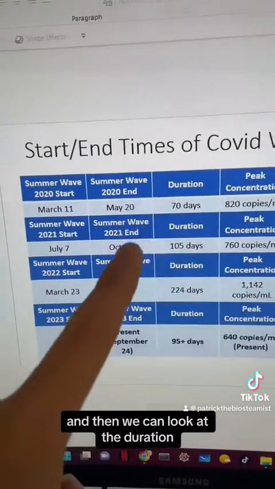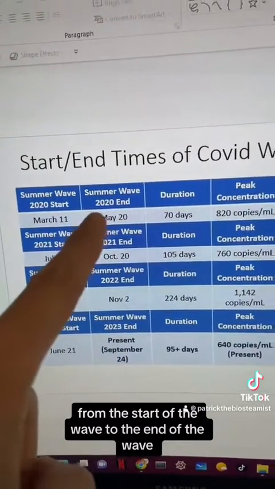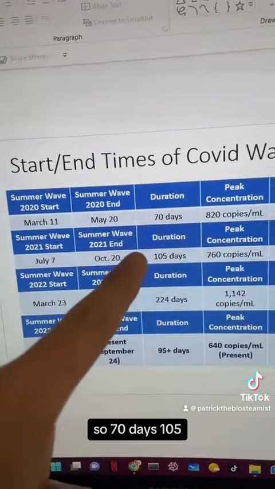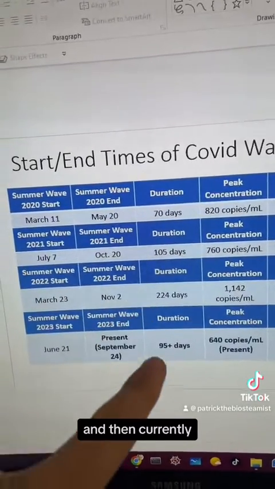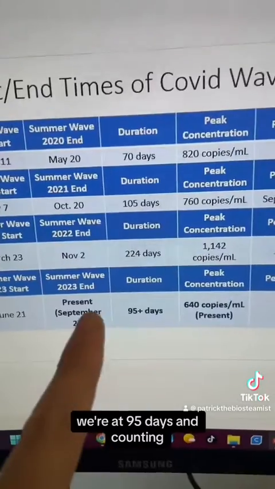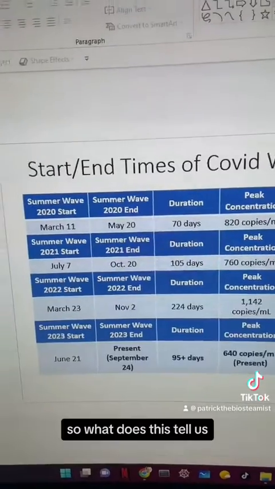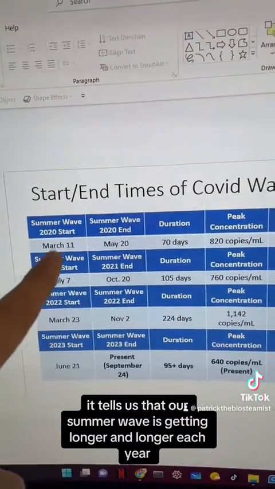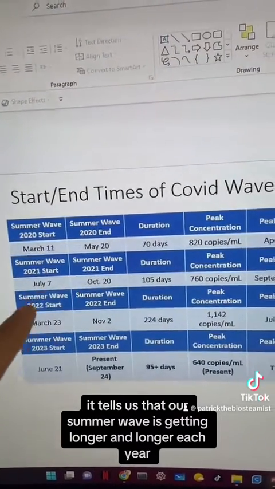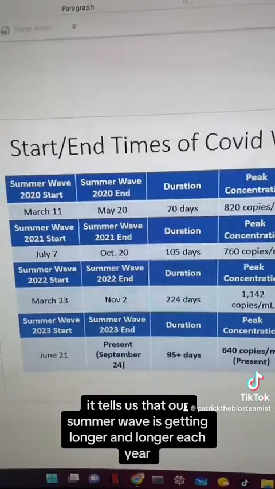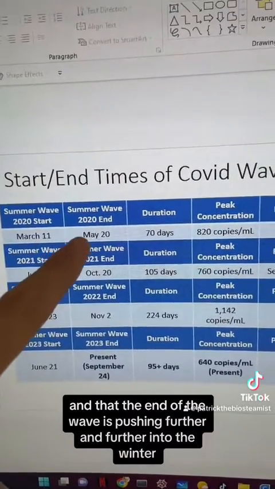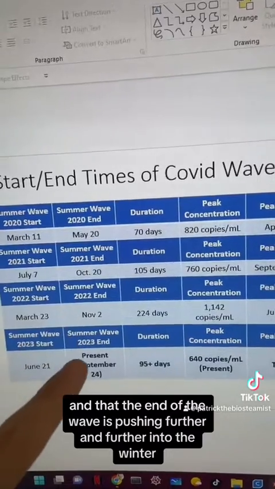And then we can look at the duration from the start of the wave to the end of the wave. So 70 days, 105, 224, and then currently we're at 95 days and counting. So what does this tell us? It tells us that our summer wave is getting longer and longer each year, and that the end of the wave is pushing further and further into the winter.